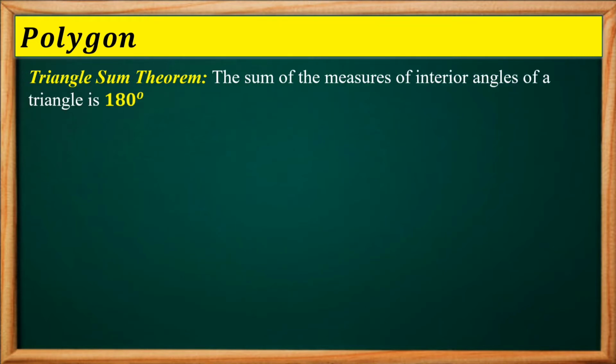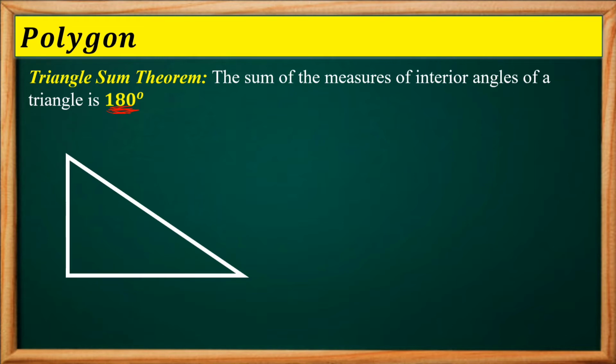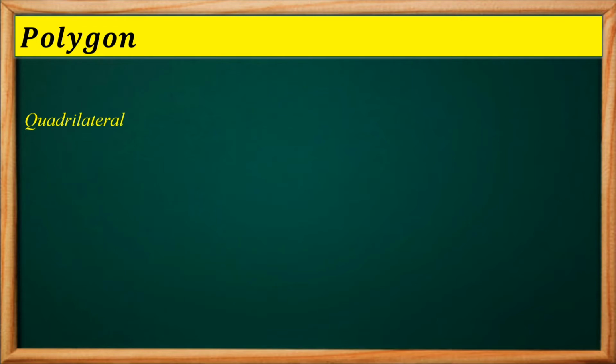Now, there is a theorem, the triangle sum theorem. The sum of the measures of the interior angles of a triangle is 180. The theorem states, kapag in-add natin yung interior angles ng triangle, the sum is 180 degrees. Example, if we have here the measure of angle 1 plus the measure of angle 2 plus the measure of angle 3, the sum is 180 degrees.